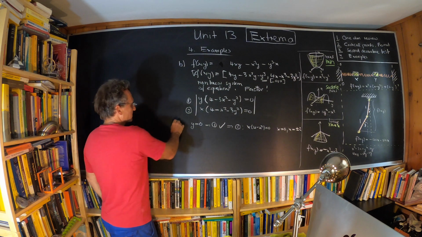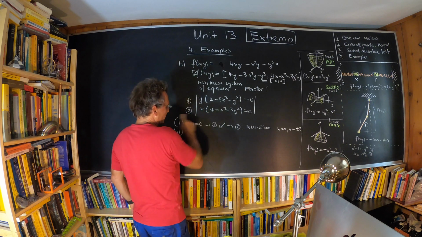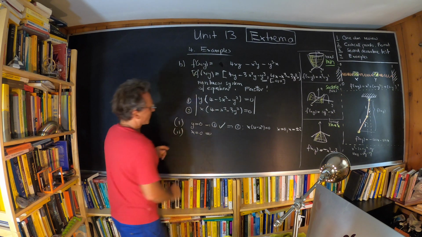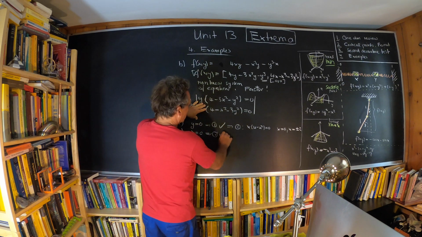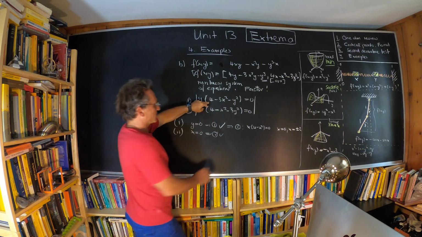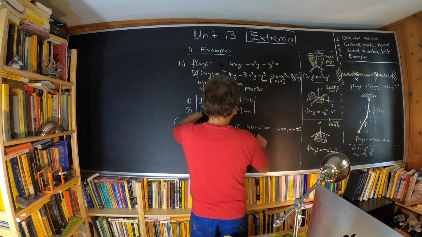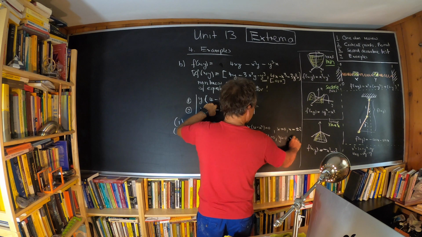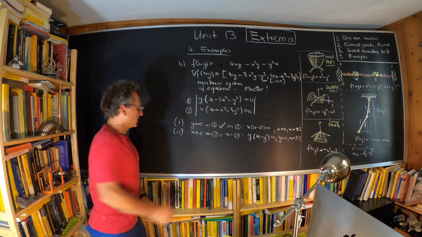Now case 2, we can assume that x is equal to 0. So if x is equal to 0, the second equation is okay, and the first equation tells us that y times (4 minus y squared) is equal to 0, which means y is equal to 0 or y is equal to plus or minus 2.